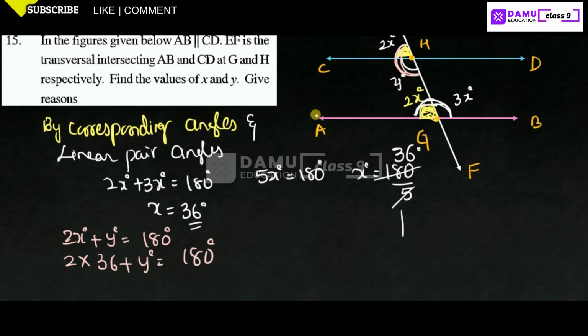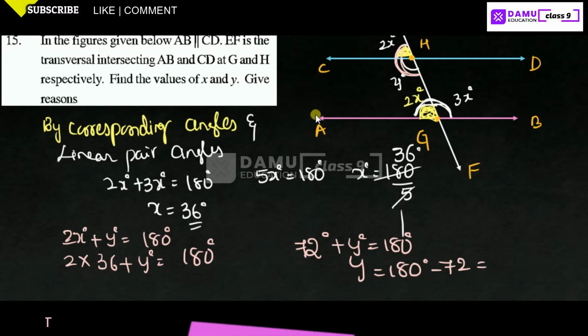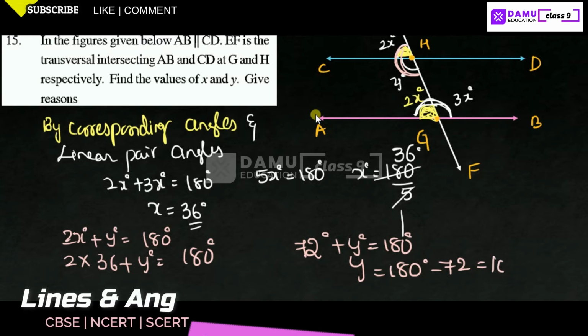Then 2 into 36: 2 sixes are 12 and 2 threes are 6, plus the carried 1, so 72 degrees plus y degrees will be equal to 180 degrees. Then y will be equal to 180 minus 72. Then what will you get? 180 minus 72 will be equal to 108 degrees. So x will be equal to 36 degrees and y will be equal to 108 degrees.